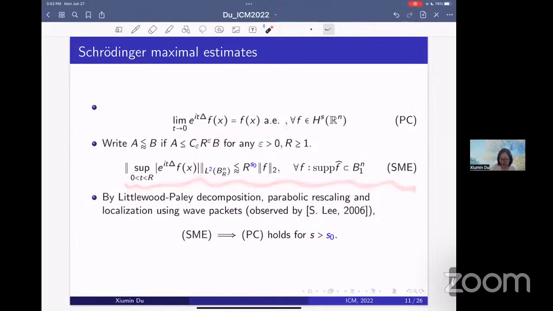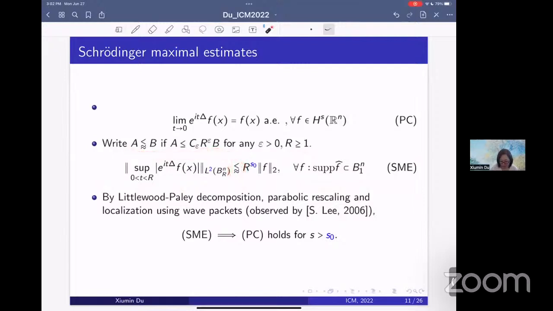It says that for any function f with Fourier transform supported in the n-dimensional ball of radius 1, we have this estimate. This Schrödinger maximal function here, the supremum of the absolute value of the solution over the time interval from 0 to R, has its L2 norm over the n-dimensional R ball essentially bounded by R to the s0 times the L2 norm of f. Here, R is a large parameter, and this symbol means that we are allowed to lose an arbitrarily small power of R.